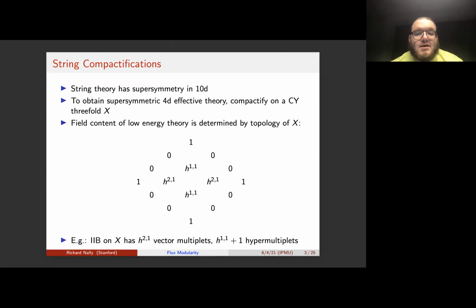To obtain a supersymmetric 4-dimensional effective field theory, you start with your 10-dimensional string theory and you compactify it on a Calabi-Yau threefold X. The field content of the resulting low energy theory is determined by the topology of the threefold. In particular, if you're working with 2B string theory in 10 dimensions, which is what we'll be doing throughout the talk, you have H21 vector multiplets and H11 plus 1 hypermultiplets, where H21 and H11 are the Hodge numbers that characterize the threefold.